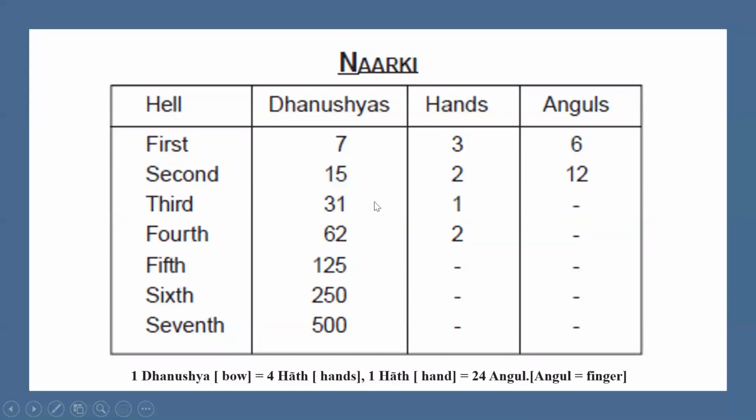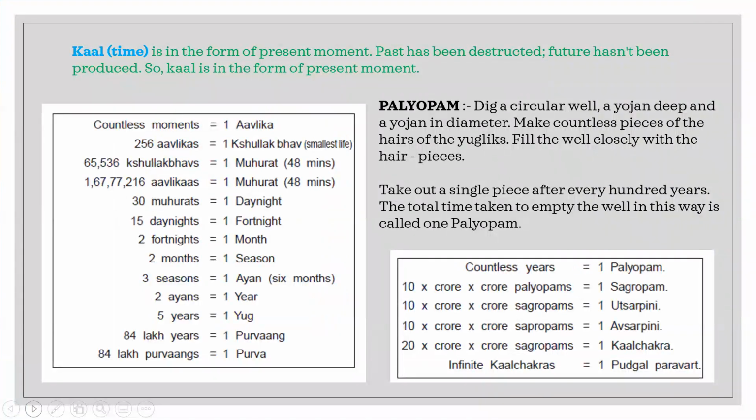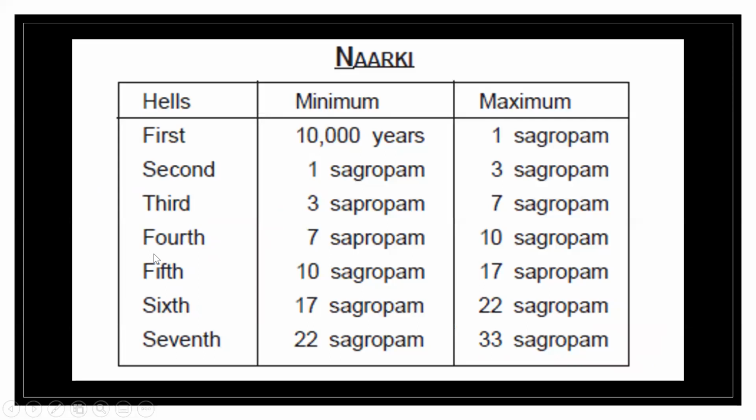So last class, we were seeing that the height of the Jeeves of Narki increases as you go down. So the first Narak, the height is around 7 Dhanush, and this height increases to 500 Dhanush as you go to the 7th Narkavas. And we were also seeing the Ayushya. So minimum Ayushya is 10,000 years in the first Narkavas, and it goes on increasing to 33 Sagaropams in the 7th Narkavas. So everything increases as you go down, the pain, the height, and the Ayushya.